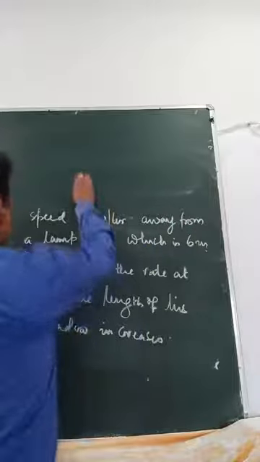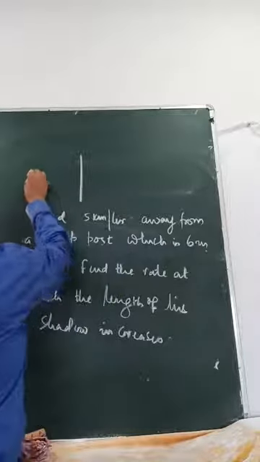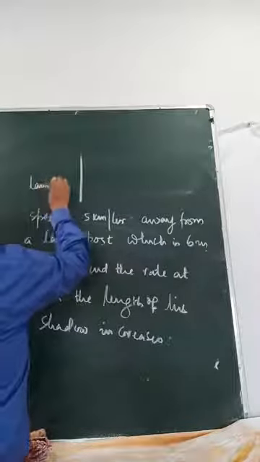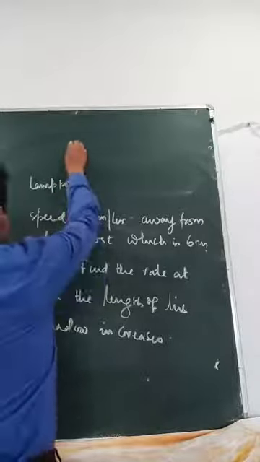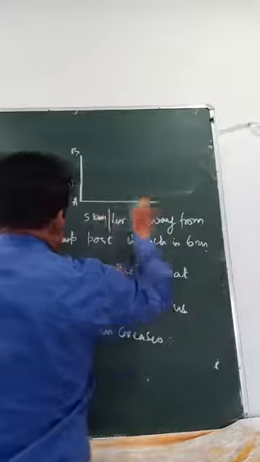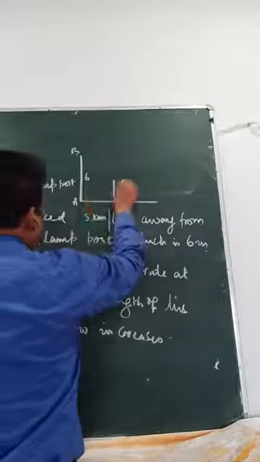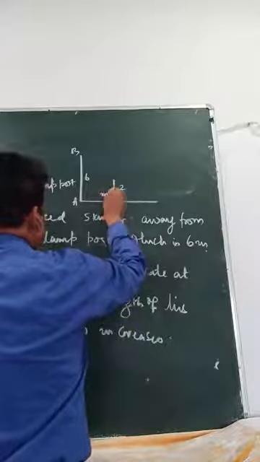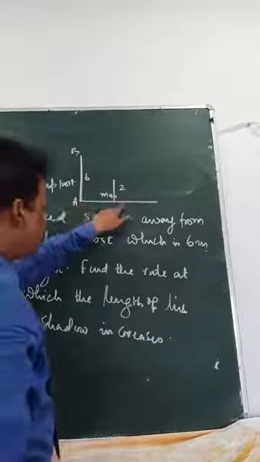Suppose this is the lamp post AB. The man is standing here, somewhere here. This is 6, this is 2. So the man is walking away.